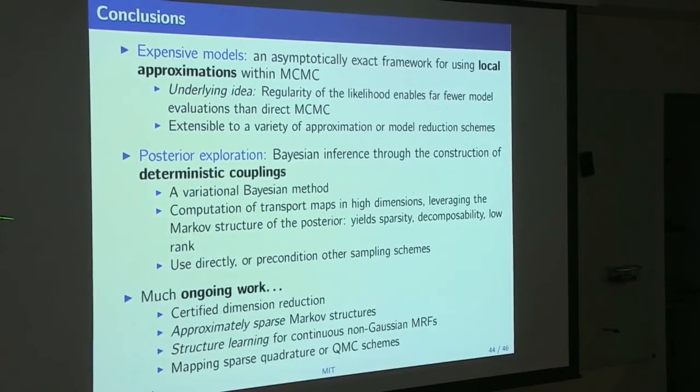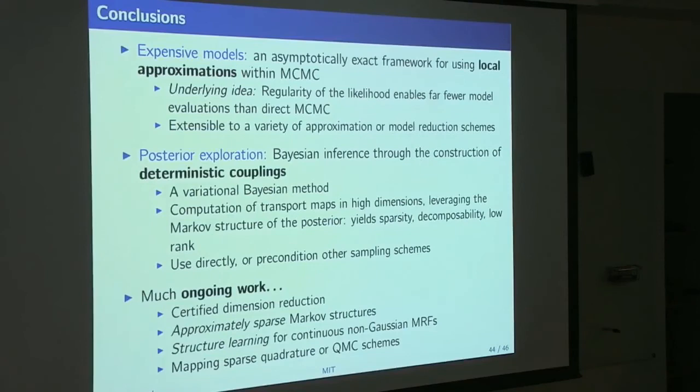I think this transport framework has a lot of flexibility in the sense that you can now treat the sampling problem as an optimization problem. You can couple this with various sampling schemes. And this is something I didn't talk about, but I'll give some references. There's a lot of interesting results on the low dimensionality of transport maps and how this relates to the structure of the posterior, and a lot of ongoing work on all these things.